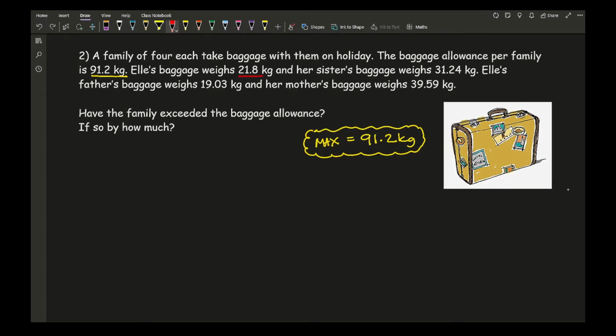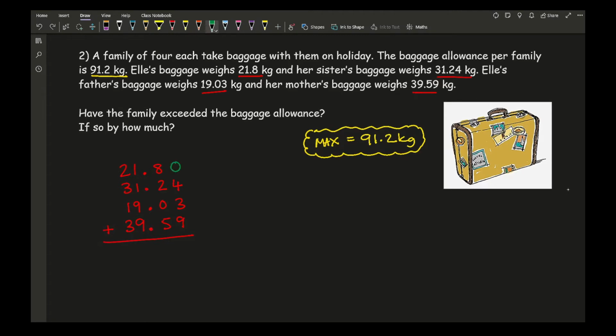So we've got 21.8, 31.24, 19.03, and 39.59. So here, working with this, we've got 21.8, I've got 31.24, I've got 19.03, and I've got 39.59. And what I need to then do is add all those numbers together.